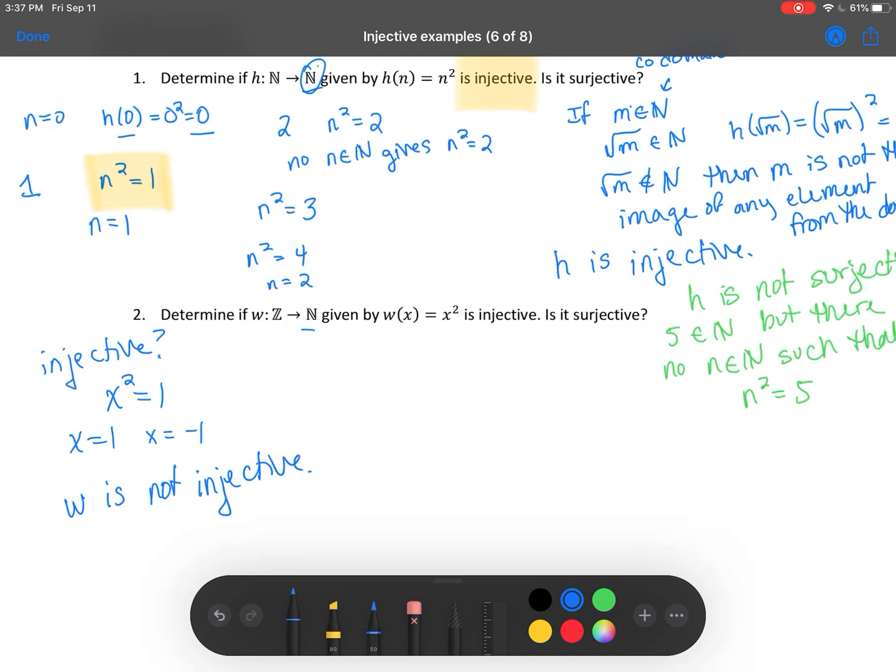All right, and now for determining if it's surjective, you might be thinking no, for the same reason that number 1 was not surjective, and you would be correct. So we would say w is not surjective because its outputs are only the perfect squares. 5 is a natural number, but there is no integer x such that x squared equals 5.